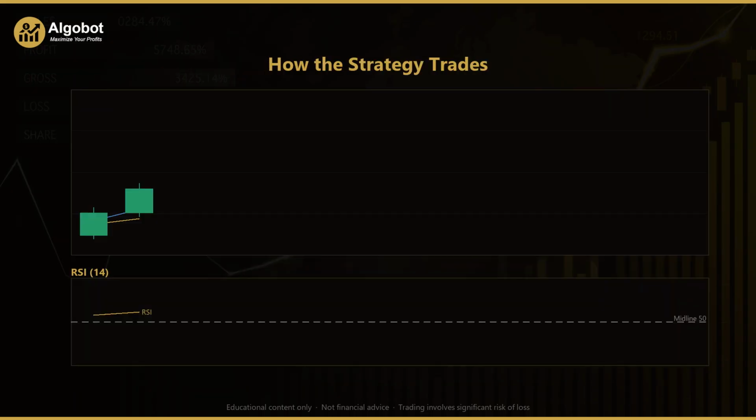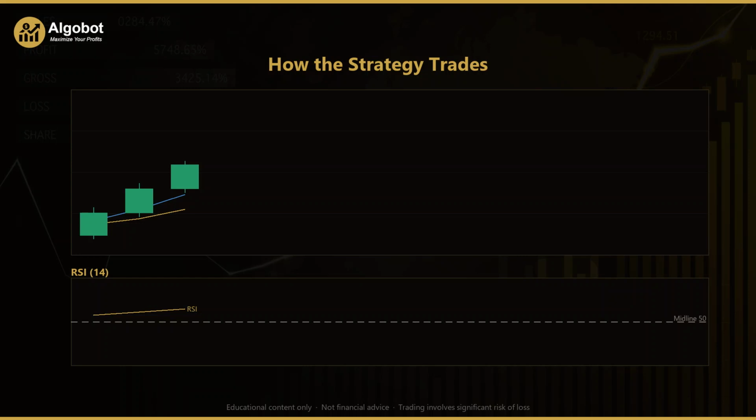Let's bring the whole idea to life on a chart. On screen, you can see a candlestick sequence with two moving averages drawn over the price, the faster 21-period exponential moving average and the slower 50-period line. And below the price is a subpanel showing the relative strength index with its 50 midline marked.